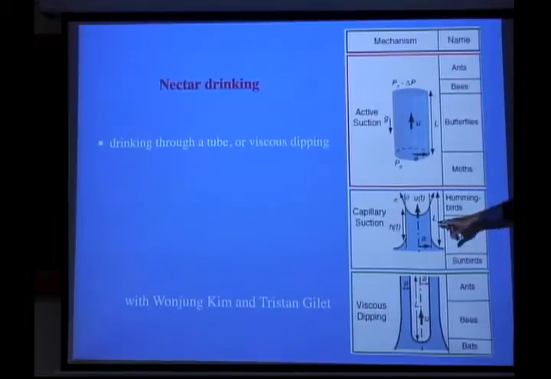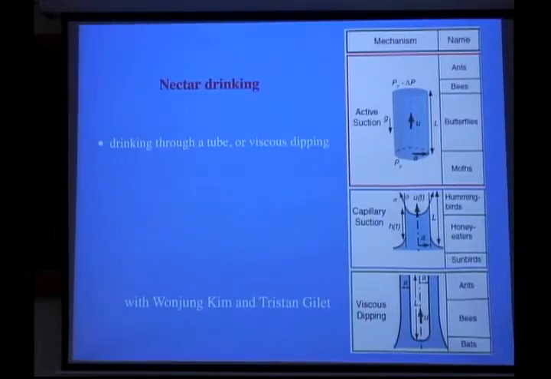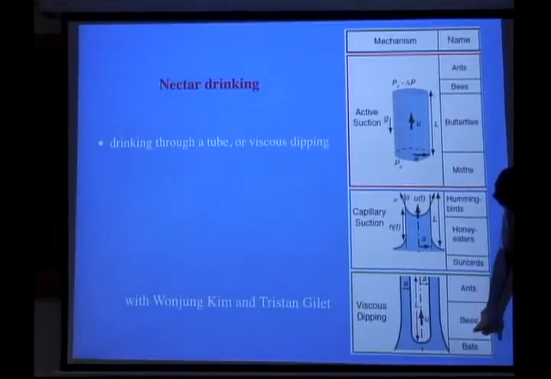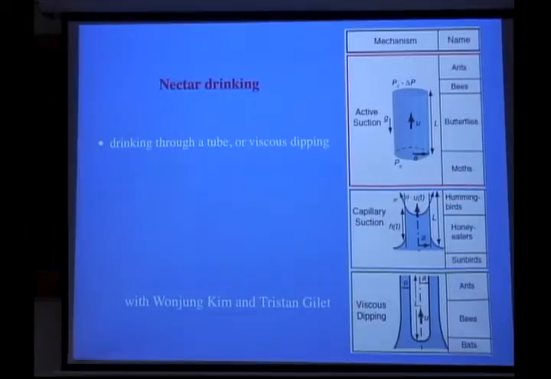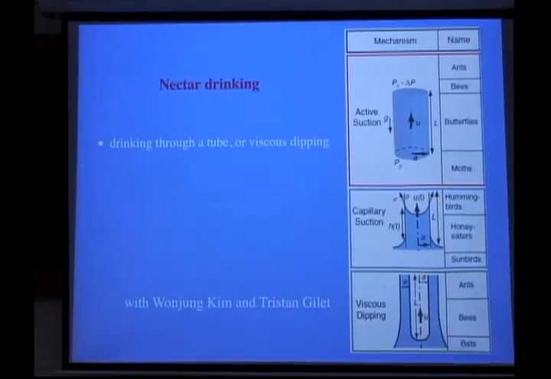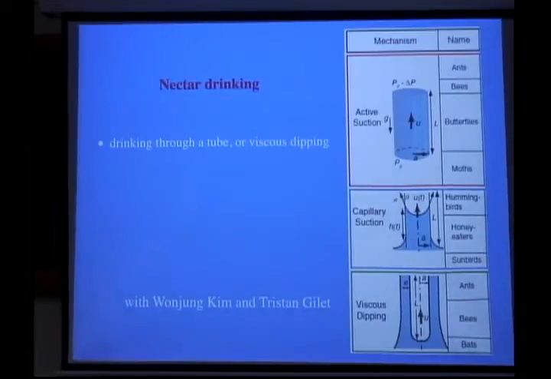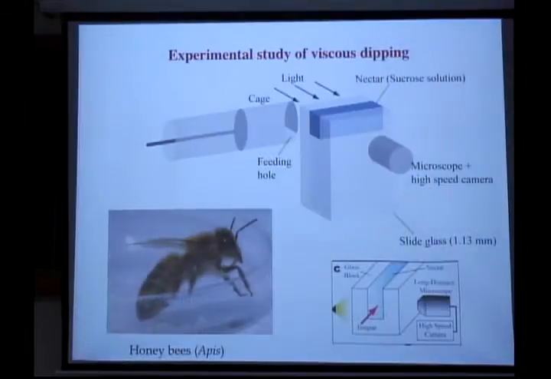And then there's capillary suction, which is used by honeyeaters, sunbirds, hummingbirds. They basically, as we just saw, dip their tongue in and fluid is drawn up spontaneously. Then they unload the fluid and continue elsewhere. And then there are some ants, bees, and bats which use viscous dipping. So they dip their tongue into the nectar and then withdraw it. And so this is kind of an interesting problem.